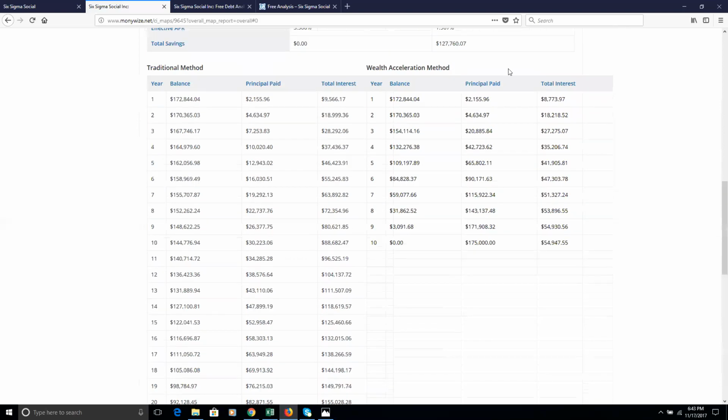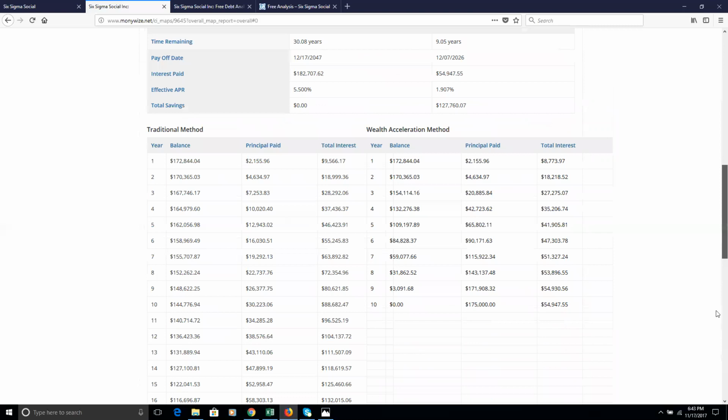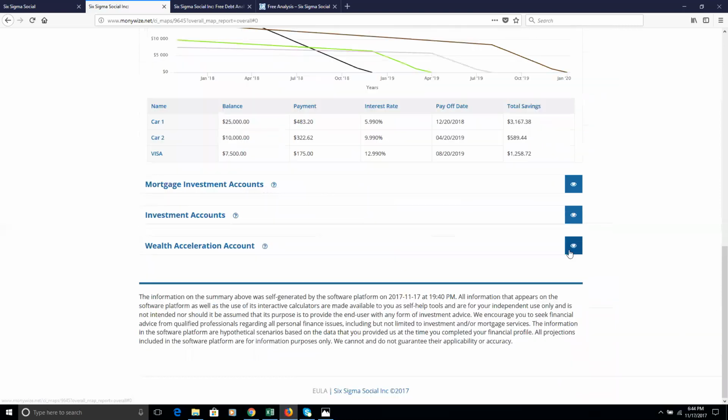On the right is the wealth accelerated method, which is very attractive. I'm sure you'll agree with me. Oh, amazingly so. Okay, let's have a look at the consumer debts.